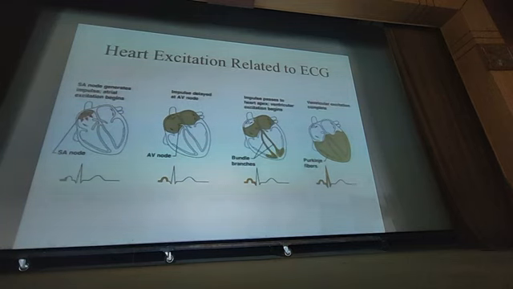Cardiac vector, or cardiac axis, is very clear. It is the electrical excitability of the heart. It is the sum of all potential differences, or all electrical excitability of the heart, in a direction.